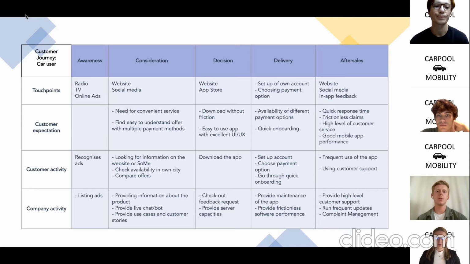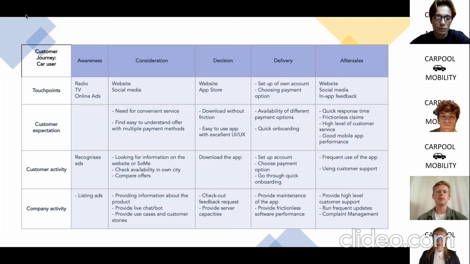During the decision phase, the touch points are the website or the respective app store where the customer actively decides on the offer and creates an account. The customer expects a smooth download and a good user experience, as well as a coherent in-app design. The activity that takes place is therefore the downloading of the app. The activity of the company again results from the server capacities to be provided. In addition, feedback should be obtained during checkout in order to be able to react quickly to possible errors.